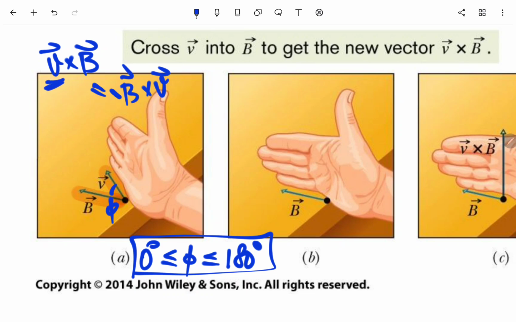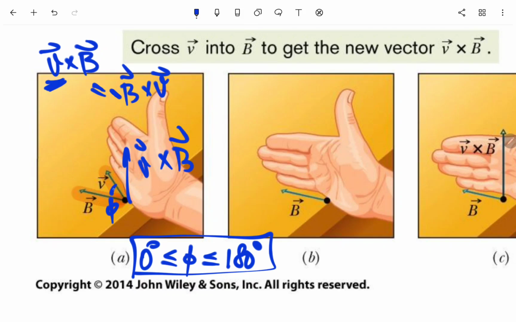Here you use your four fingers pointing to the first vector, which is V in this case, and then you rotate your wrist so that your four fingers point to B, and then your thumb will point to the direction of V cross B. So this is the direction of V cross B.